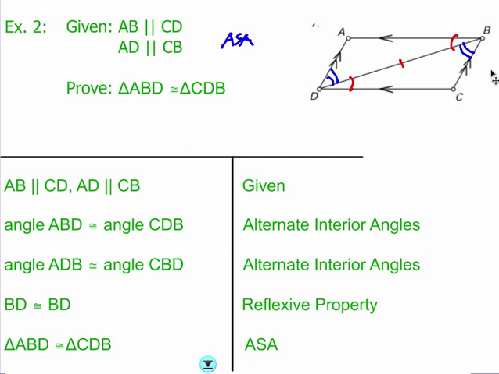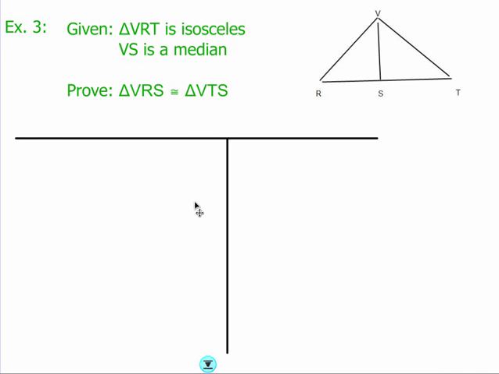So you can see that you got to use what you're given combined with your previous knowledge of triangles and parallel lines and all sorts of geometry concepts to come up with how to prove these. Let's look at our final example. It says, given triangle VRT is isosceles and VS is a median, we want to prove that VRS, this triangle VRS, is congruent to this triangle VTS. Well, let's see what we can go from here.